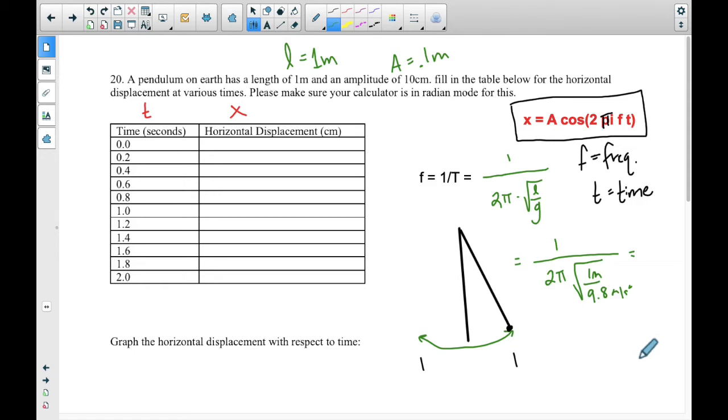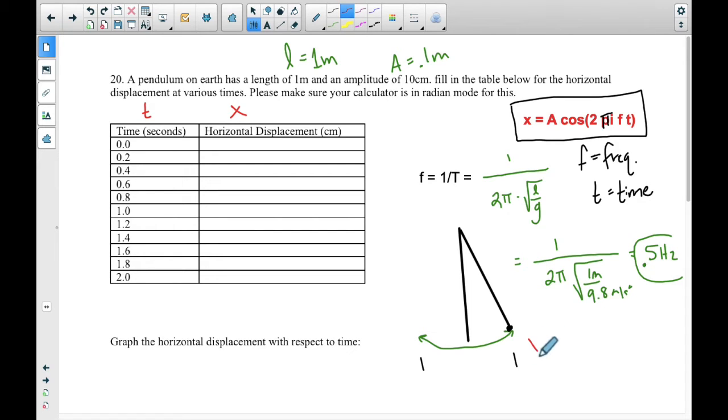Take a second on your calculator and see what you get for that. Okay, when you plug that in, you should get something close to 0.5, depending on if you use 9.8 or 10. Either way, though, it basically is 0.5 hertz. So that is our frequency. We need that for this formula. And I've kind of run out of space, so I'm going to come down here.